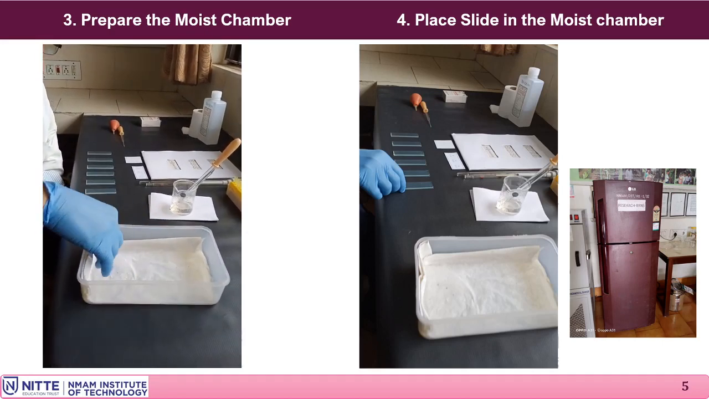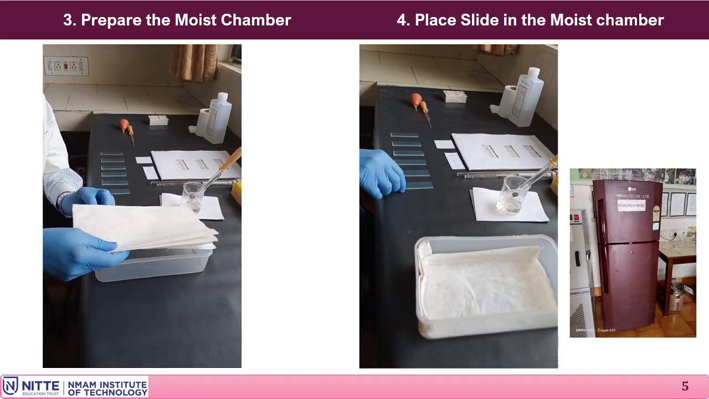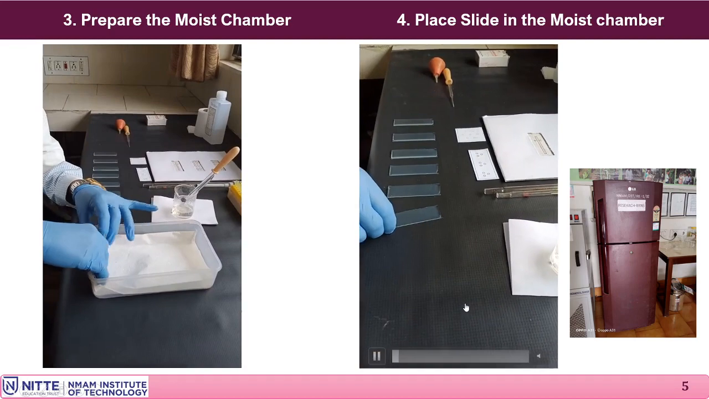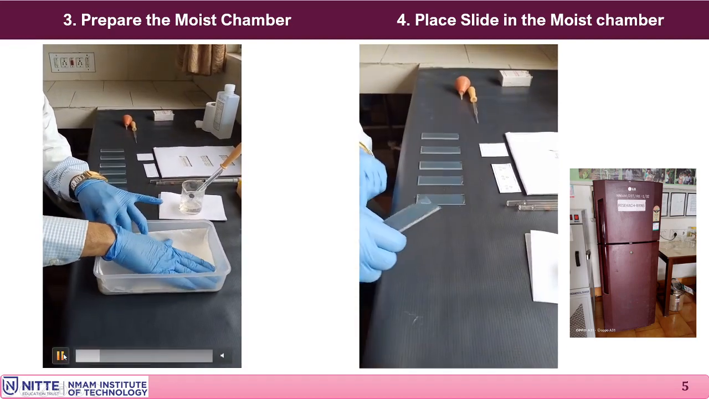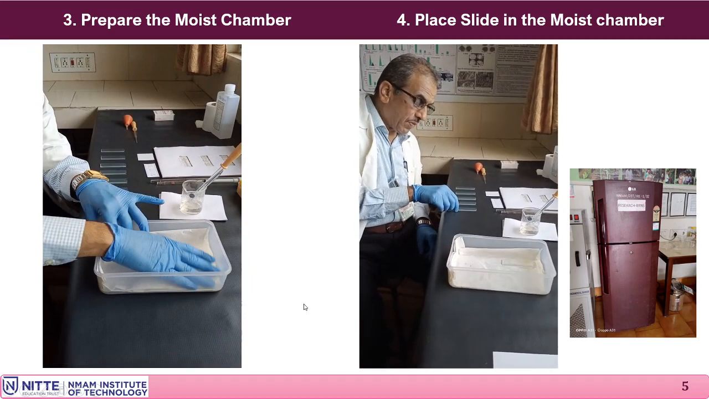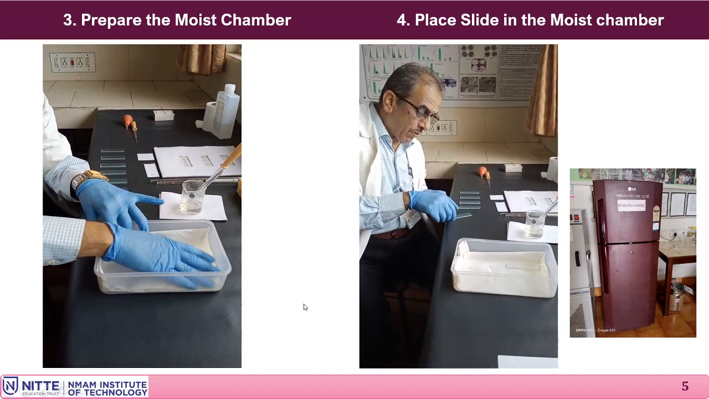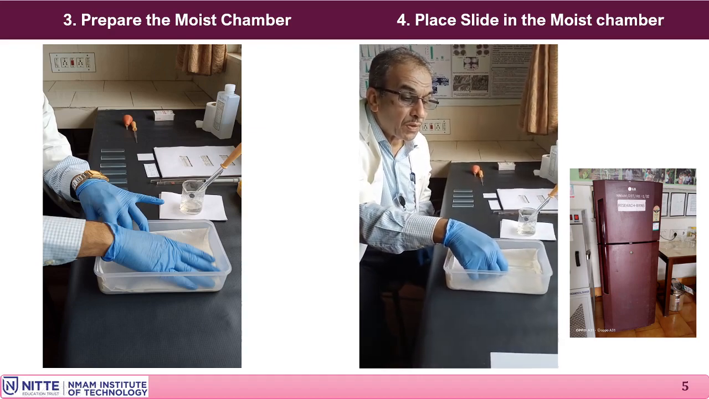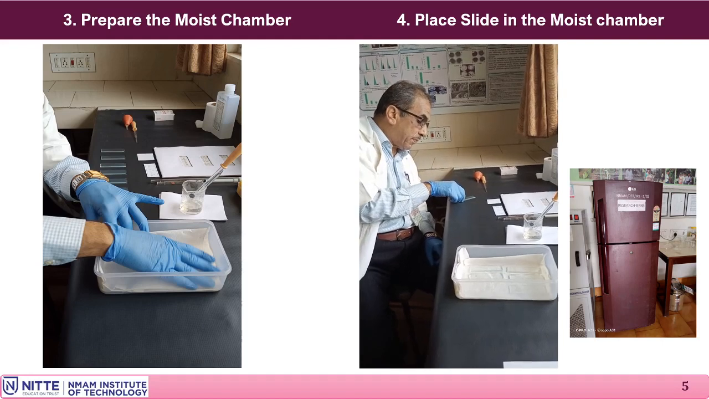The moist chamber prepared like this is generally used for keeping the agarose slides. Next, transfer the slides to the moist chamber gently without disturbing the surface of the agarose. It is already solidified, but handle it gently.